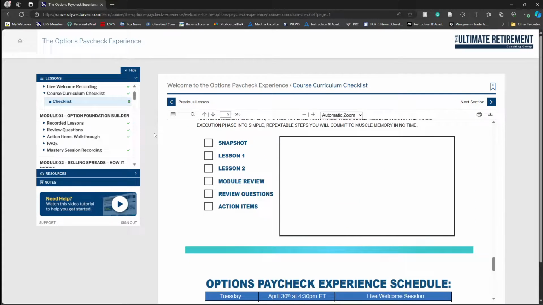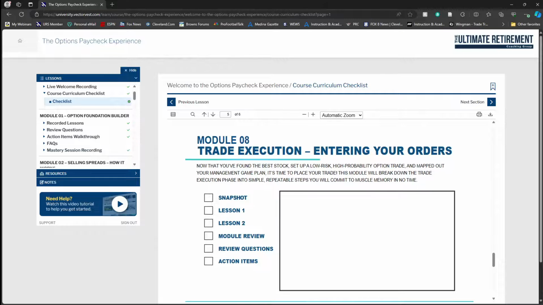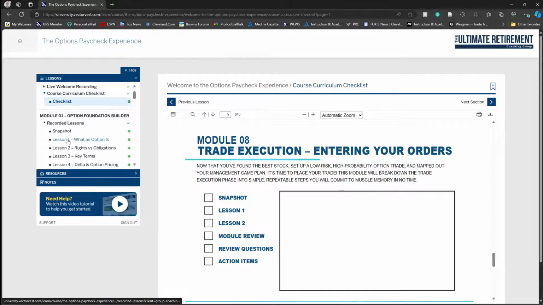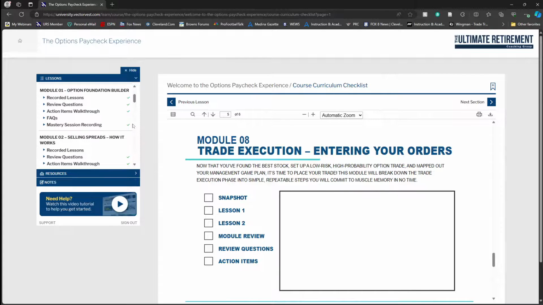Now, right below that, these are the actual modules. So if you look, for every module there's a snapshot and some lessons. If you go under the recorded lessons, there they all are. Snapshot, all the different lessons for each module, the review, the action items. One of the most important things to do for each module is the action items. We want to make sure that you're ready to implement this right away. So do the walkthroughs, do the action items. And if you don't know how to do the action items, that's okay. There's a walkthrough video for that right here. There's FAQs, frequently asked questions.